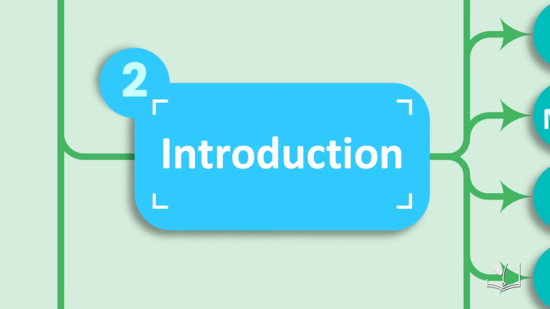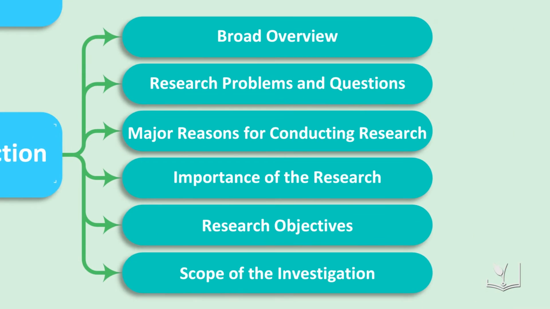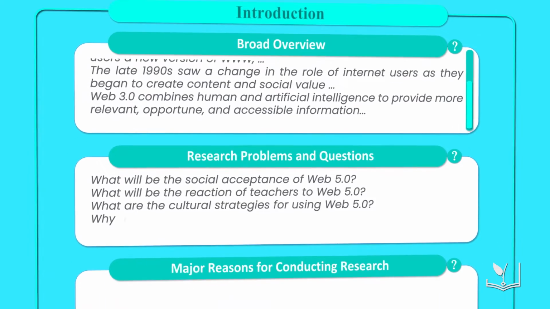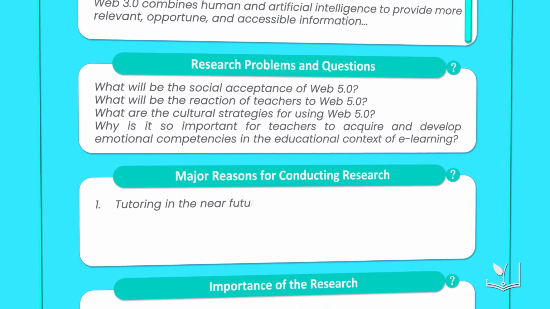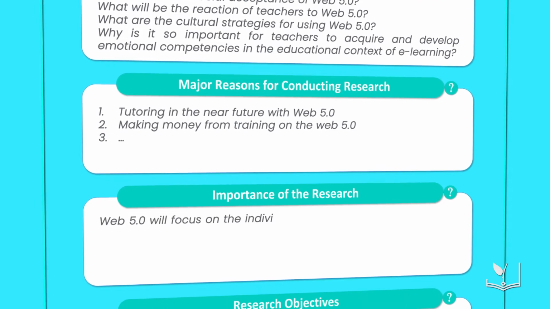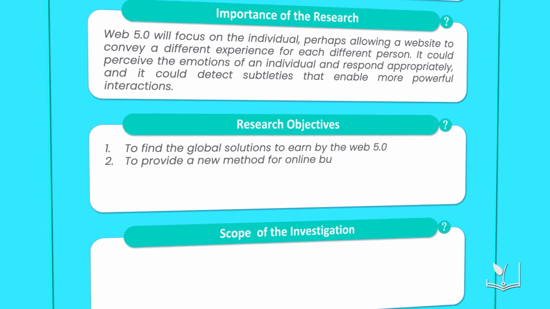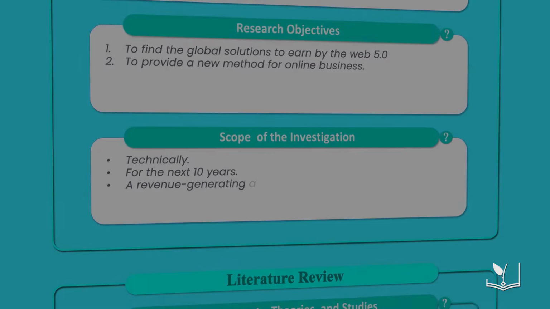Introduction. It probably needs to be explained in 6 sections. 1. Broad overview. 2. Research problems and questions. 3. Major reasons for conducting research. 4. Importance of the research. 5. Research objectives. 6. Scope of the investigation.